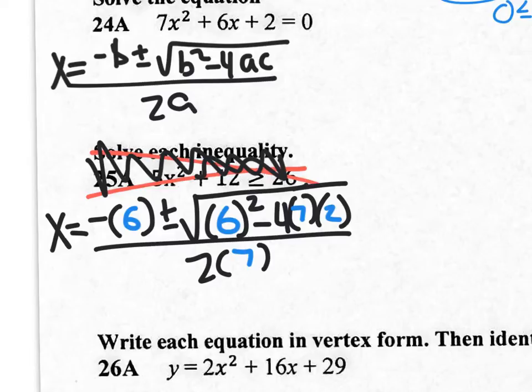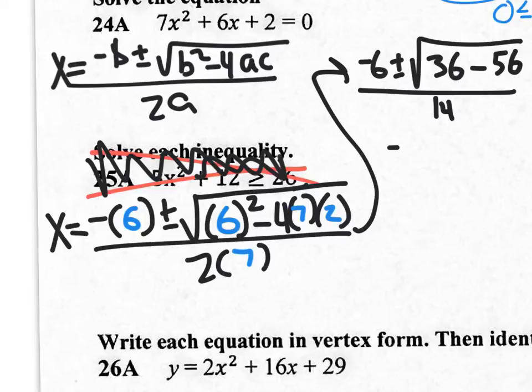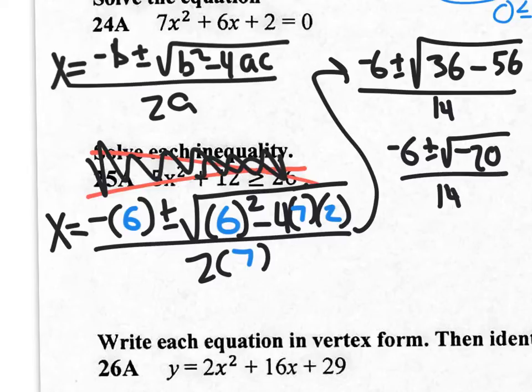So I want to move it up here. The square root of 36 minus 4 times 7 is 28. 28 times 2 is 56. And of course you have the plus minus in the front, the negative 6, divided by the 14 on the bottom. So 36 take away 56 would be negative 20. So we have negative 6 plus or minus the square root of negative 20 over 14.